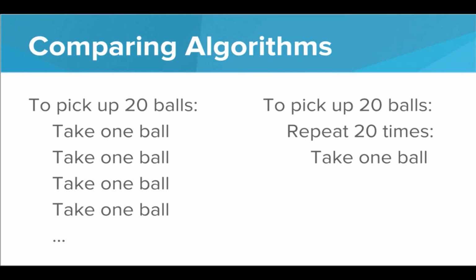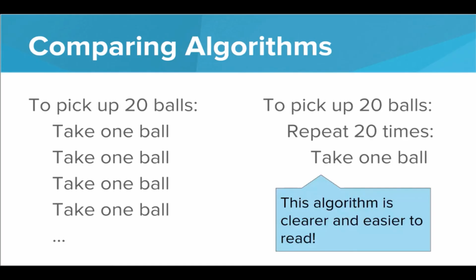Well, in this case, the algorithm on the right is better because it is clearer and much easier to read. If you looked at the one on the left, it would take a while to count all those statements and figure out that you're actually doing 20. This one is much more concise, it's clear, and it uses the control structure to repeat 20 times.